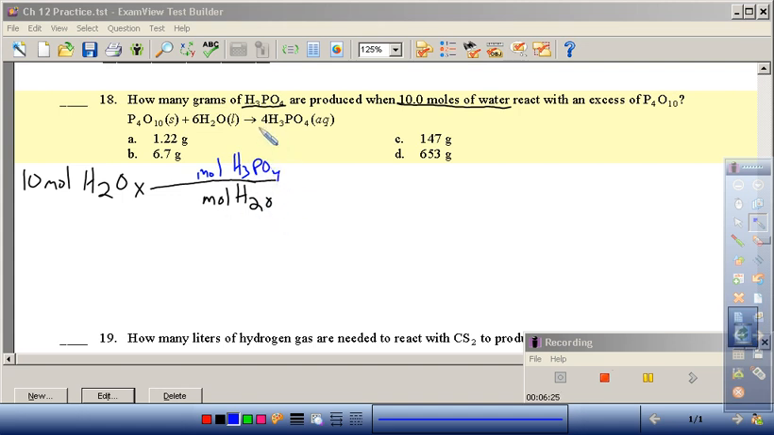And my ratio, well, I go to my equation. I have 6 H2Os for every 4 H3PO4s. I'll cross off as I go. Now I'm in moles of the stuff that I want. But now it's asking for grams, so I got to do one more. So I don't want moles of this stuff, so I take the units, I put it down here. And on top I want grams.